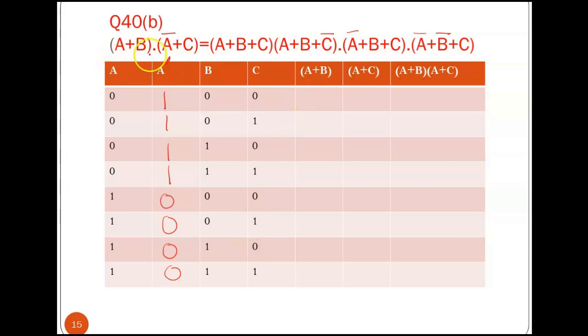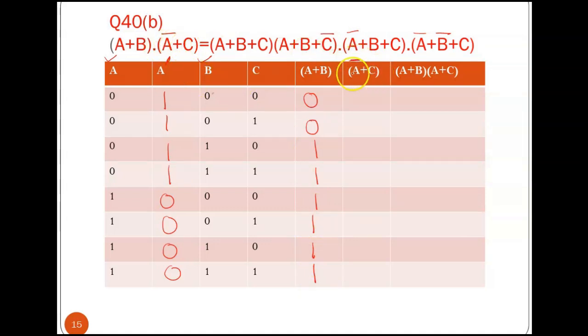If you go only for the left hand side part, A plus B is required. This is A and this is B. Plus sign is there, so if any one input is true, it will give you a true output. So 0 plus 0 is 0, 0 plus 0 is 0, 0 plus 1 is 1, 0 plus 1 is 1, 1 plus 0 is 1, 1 plus 0 is 1, 1 plus 0 is 1, and 1 plus 0 is 1. Then next to that you have A bar plus C.